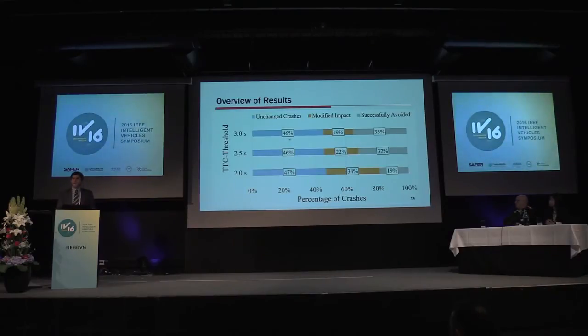And then lastly, our model predicts that 46 to 47% of these crashes would have been unchanged. And what that essentially implies is that the warning wouldn't have been received early enough for the driver to have been able to respond and potentially have avoided these crashes.